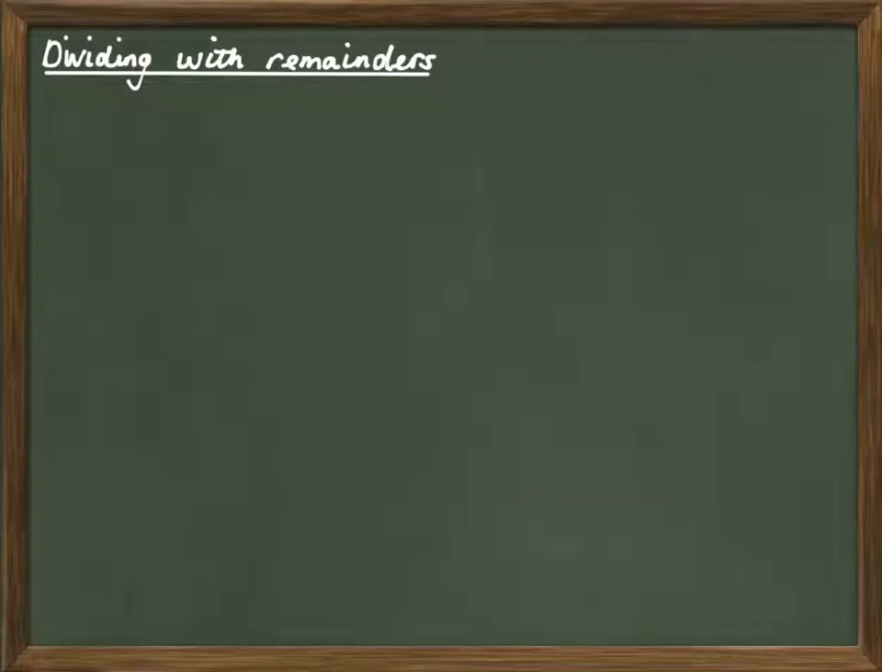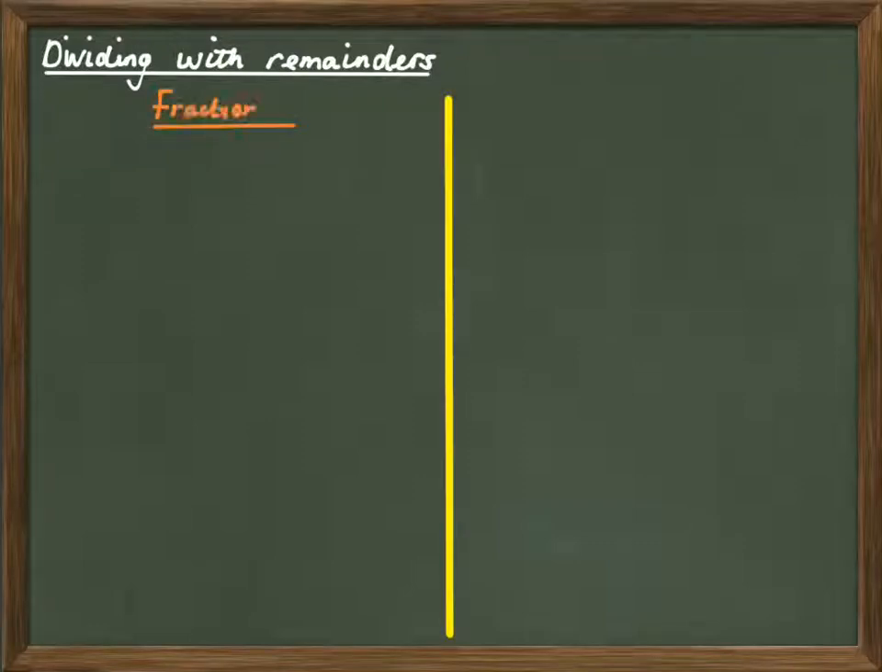Now this is similar to every other type of division we've done in that we're still going to use the bus stop method. The only thing which differs here is you have the option of two ways of presenting your answer: one as a fraction and one as a decimal. So we're going to look at how you do both. On the left hand side we've got the fraction, and on the right hand side we've got the decimal.